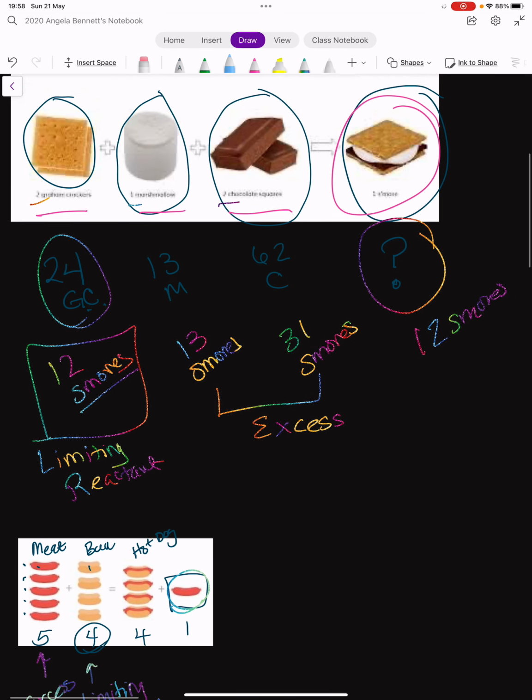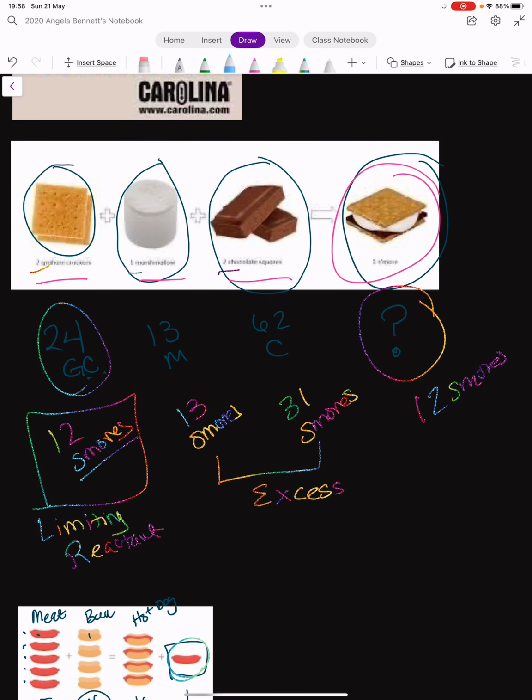The s'mores. I had my coefficients. I had 2, I had 1, I had 2, and I had 1. I was given 24 graham crackers. 24 divided by 2 was 12 s'mores. I had 13 marshmallows. 13 divided by 1 gives me 13 s'mores. I had 62 pieces of chocolate. 62 divided by 2 is 31 s'mores.